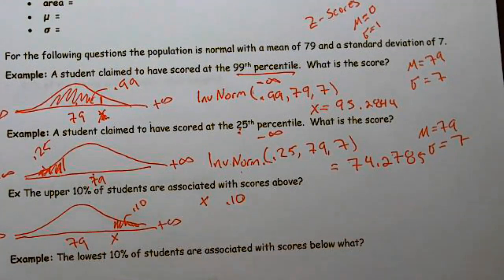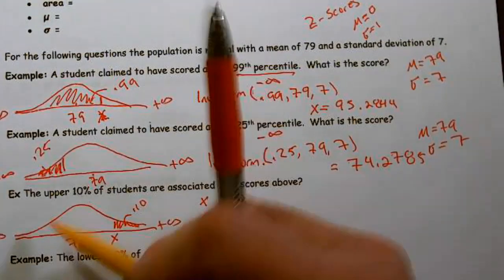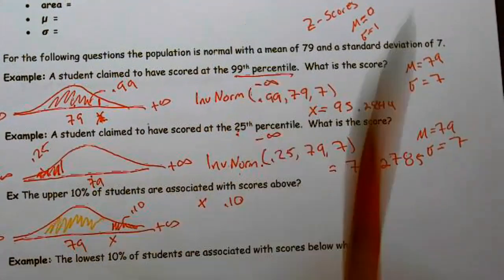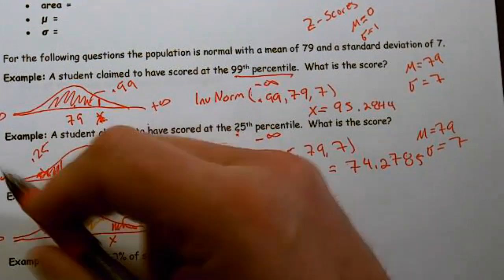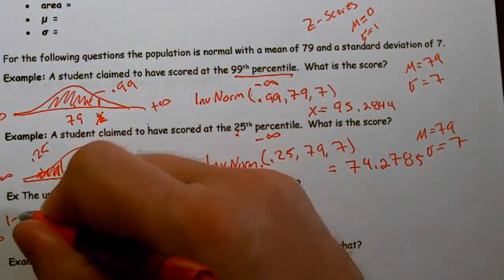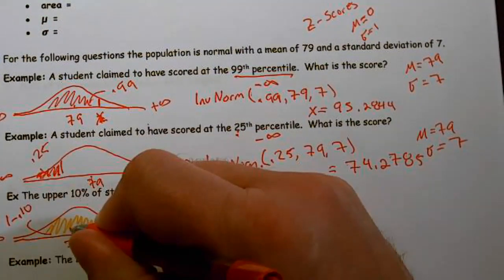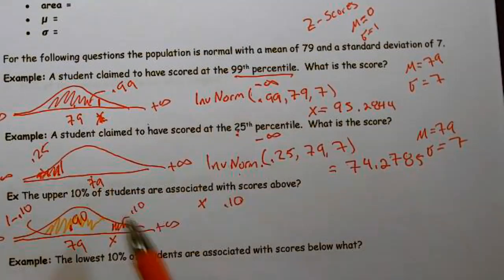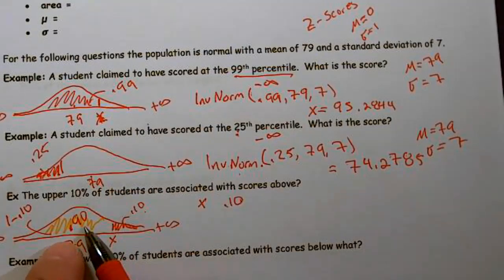Now, here's the tricky part. Once again, the calculator works from negative infinity to this value. So I need to find this area right here. This is what I need right here. So that means I need to do 1 minus 0.10. So I'm looking for 0.90. So the upper 10% is really associated with the 90th percentile.